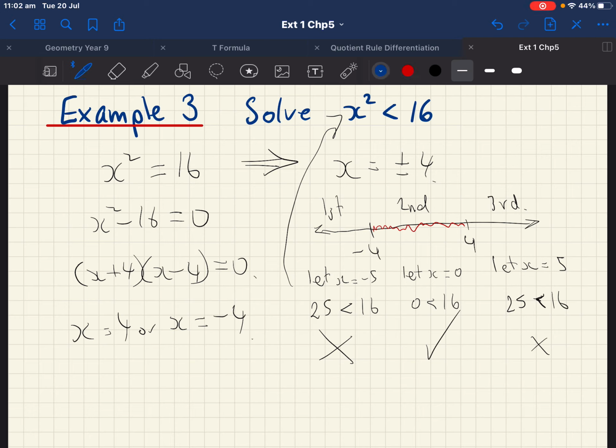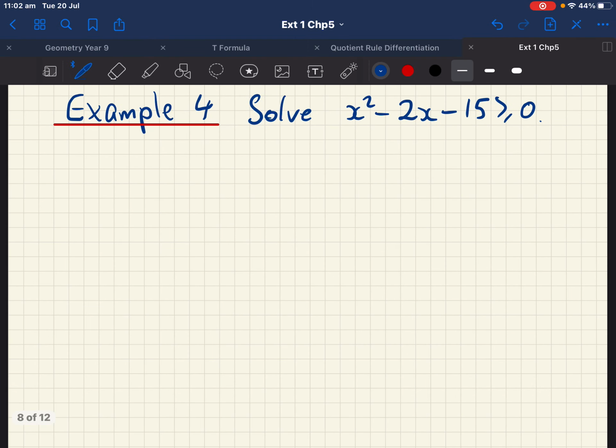So we would write down x will be all values from -4 right up to +4. That would be our solution there. All right, let's have a look at another quadratic. But this time we'll use the sketching method just so you can see.